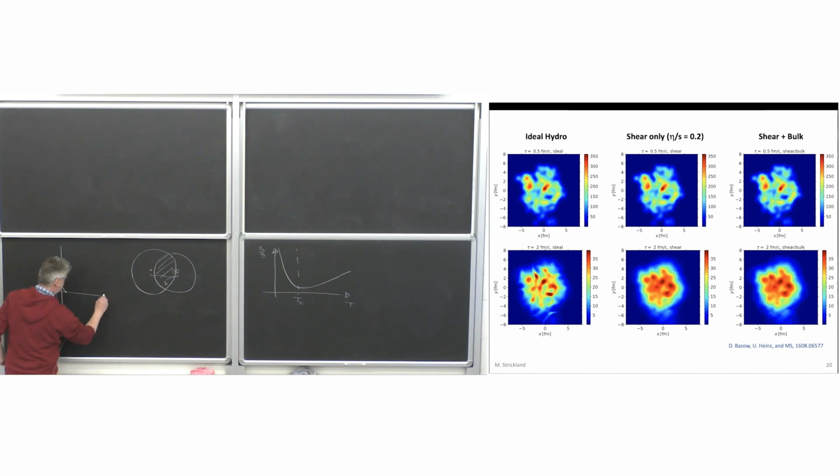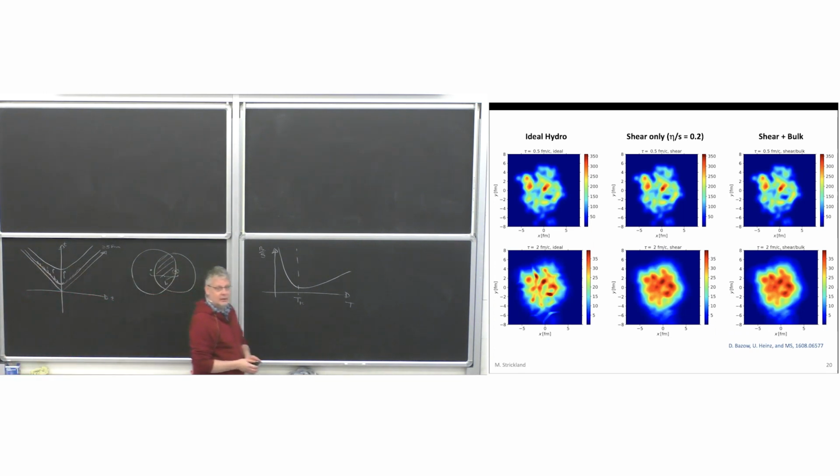Going back to Francesco's picture, T here and Z here, and I can't draw the transverse plane. You'll forgive me. So we start here at, I think it was 0.5 Fermi over C with some fluctuating initial condition, and then we evolve it forward in proper time to the next hypersurface, and that's the bottom set of plots down there.